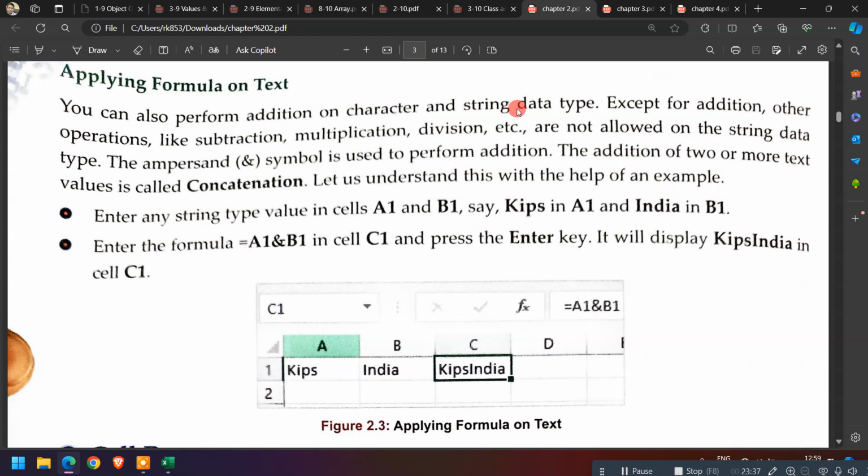A string means it is a word, and the word may be a combination of characters, numbers, or special symbols. These types of values are known as a string. Except for addition, other operations like subtraction, multiplication, and division are not allowed on the string data type. The ampersand symbol is used to perform addition. The addition of two or more text values is called concatenation. Let us understand this with the help of examples.